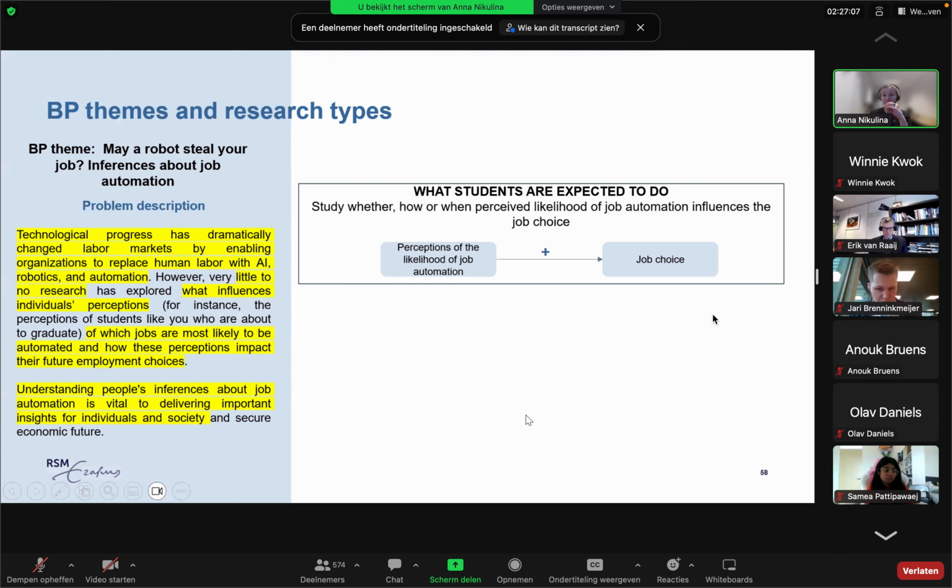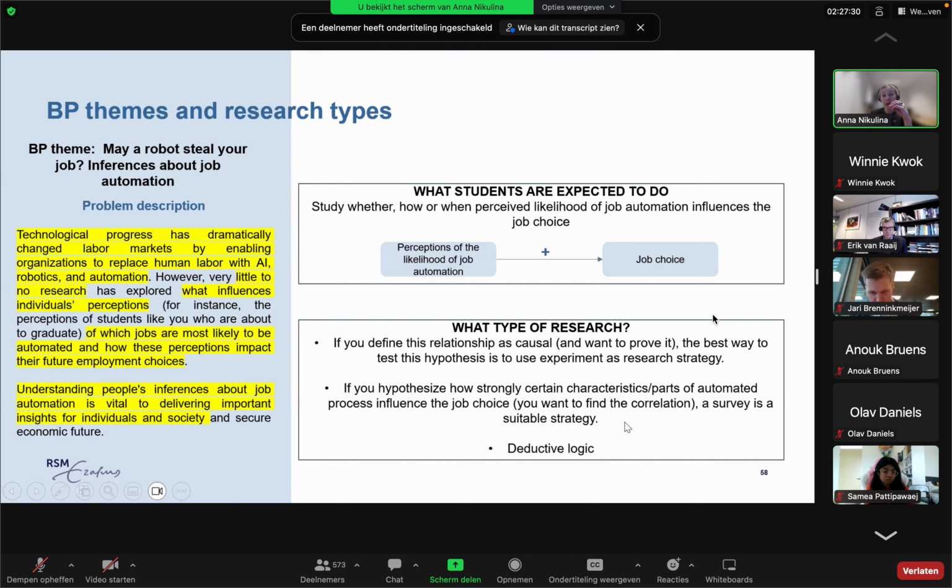The idea is that we have a particular hypothesis to test. So how basically the perceived likelihood of job automation will affect job choice. So will the students, if you know that the jobs in this sector or area will be automated very likely in the next 5 years, will I even opt for such a job choice? The way to address this topic, if you define the relationship as basically causal, so do you want to prove that definitely how I perceive the job will affect my job choice, then the best way, of course, is to do an experiment, because this is really the only way to establish causality.